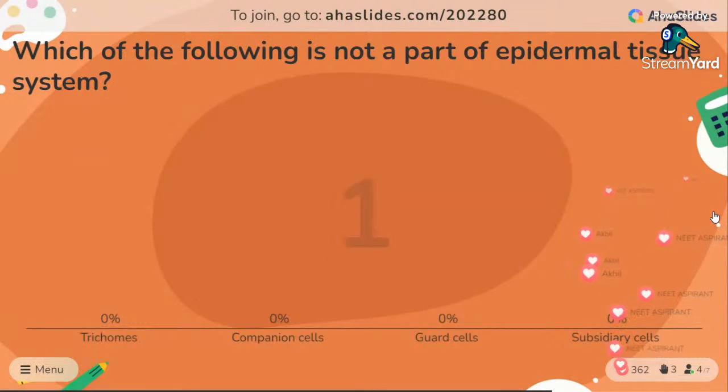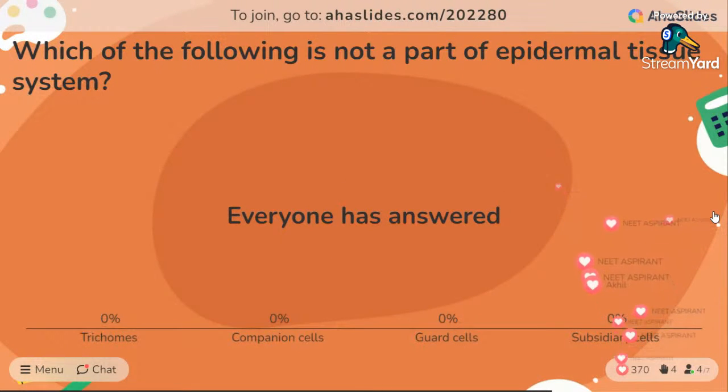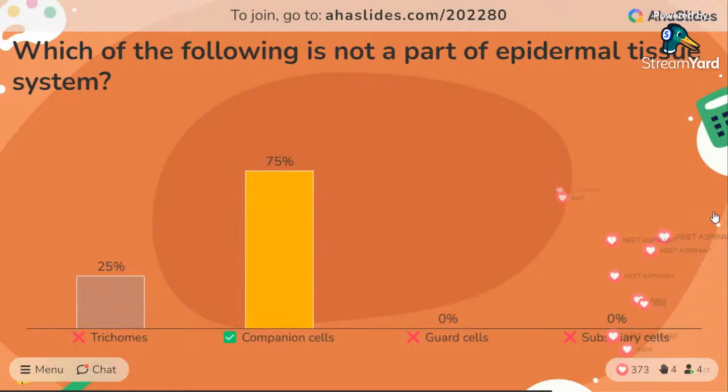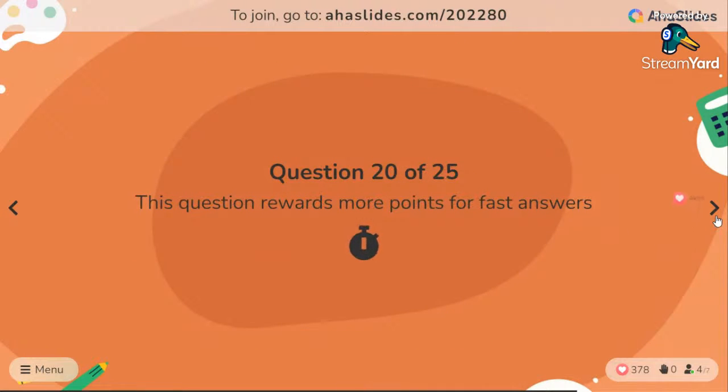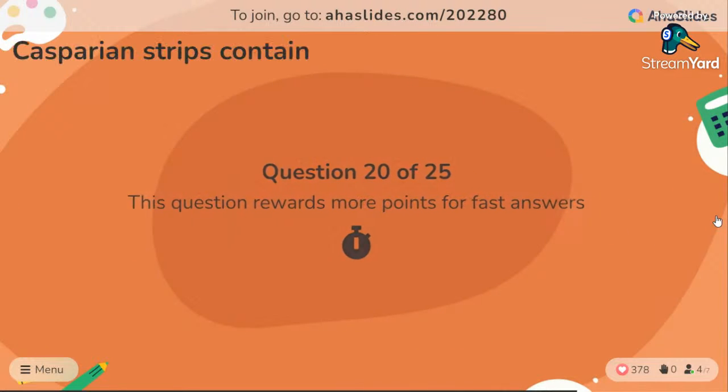Let's have the answer on the 3, 2, 1, and the correct answer on the screen. It is the companion cell. Okay, companion cell is not a part, it is actually associated with the phloem. Question number 20, we have 5 more questions remaining for you.